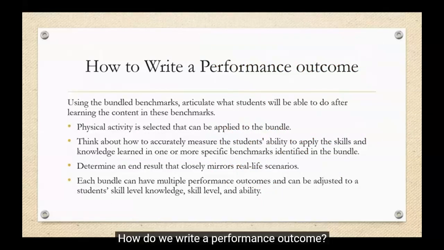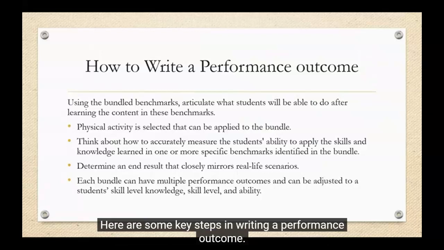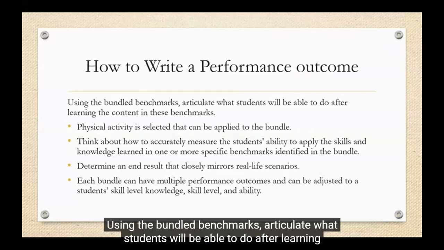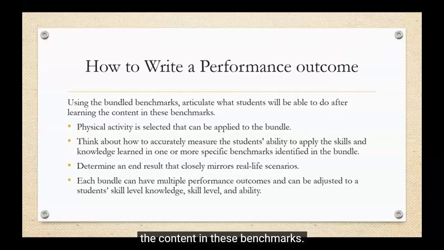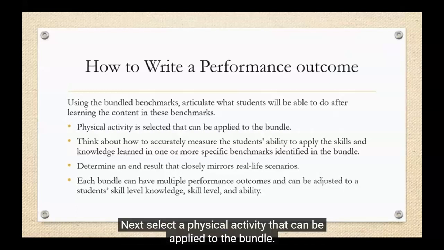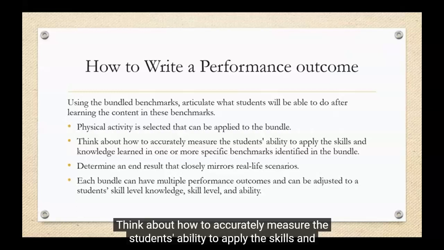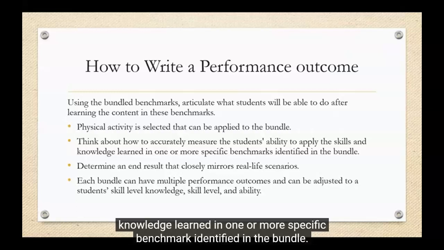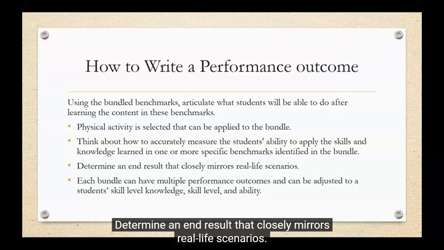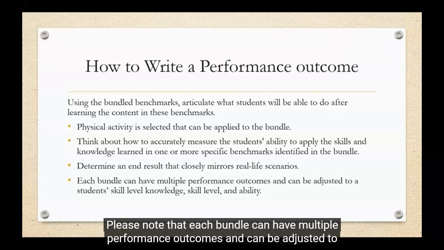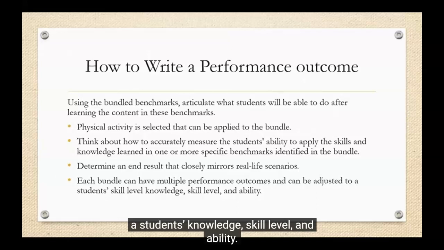How do we write a performance outcome? Here are some key steps in writing a performance outcome. Using the bundled benchmarks, articulate what students will be able to do after learning the content in these benchmarks. Next, select a physical activity that can be applied to the bundle. Think about how to accurately measure the student's ability to apply the skills and knowledge learned in one or more specific benchmarks identified in the bundle. Determine an end result that closely mirrors real-life scenarios. Please note that each bundle can have multiple performance outcomes and can be adjusted to a student's knowledge, skill level, and ability.